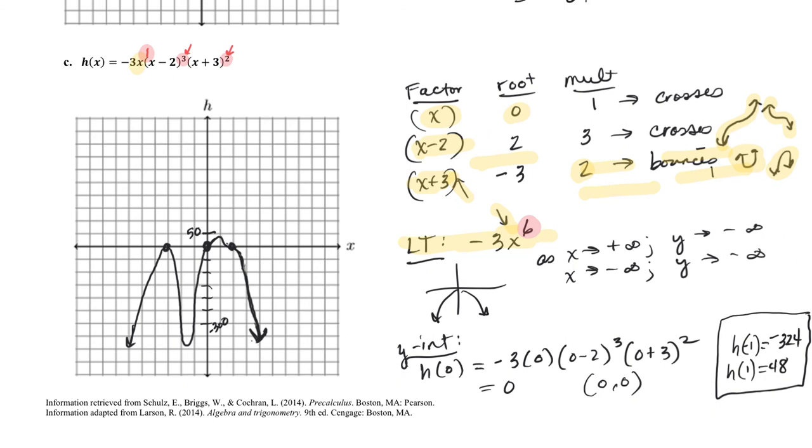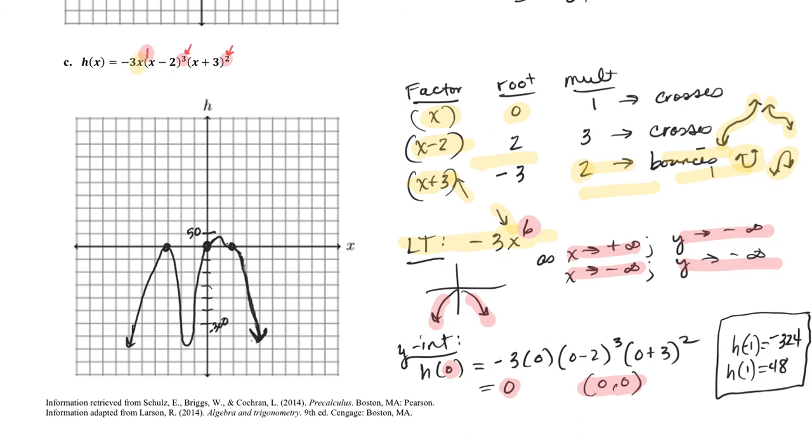Okay, so this is going to behave like a quadratic because the leading coefficient is negative. It's going to be reflected. The a value is negative. It's going to open down. That's what I found here. And so as x goes to positive infinity, y goes to negative infinity. As x goes to negative infinity, y goes to negative infinity. Y-intercept, you're going to evaluate h of 0. Your answer is 0, so your y-intercept is at 0, 0.